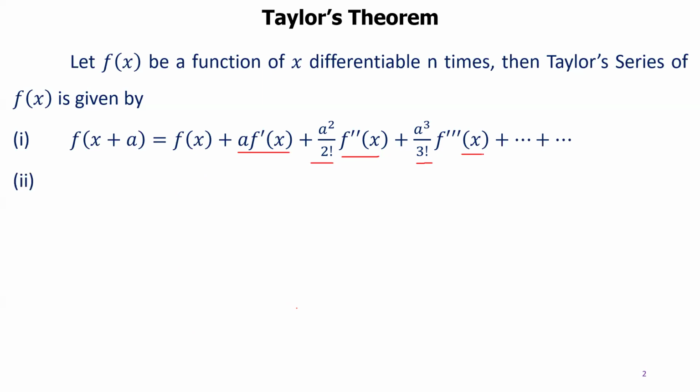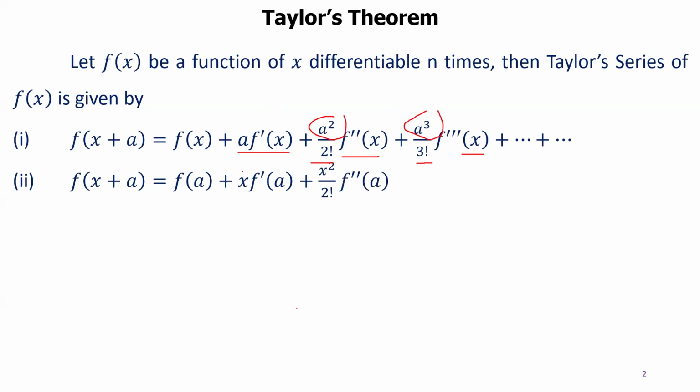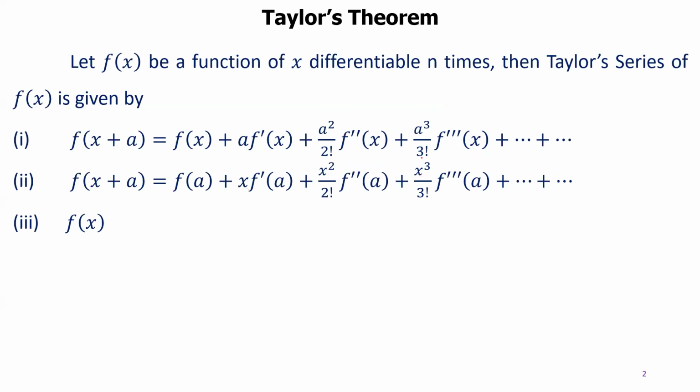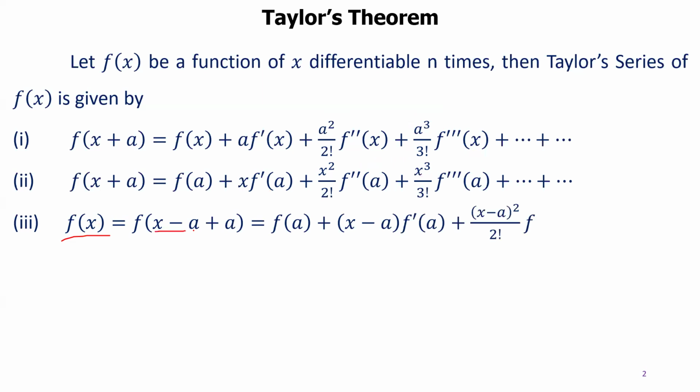This can also be written as this, which is in ascending power of a. Similarly, it can also be written in ascending power of x: x, x², x³. And the third formula, which is obtained from the Taylor series: let me add and subtract a, so f(x) is f((x - a) + a). We can consider x - a as one term and a as the other term.